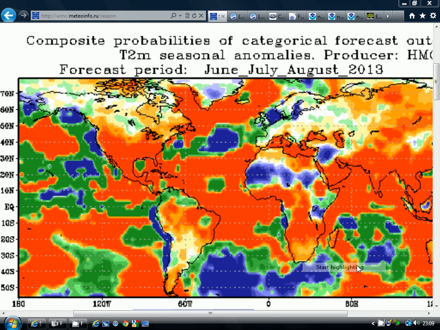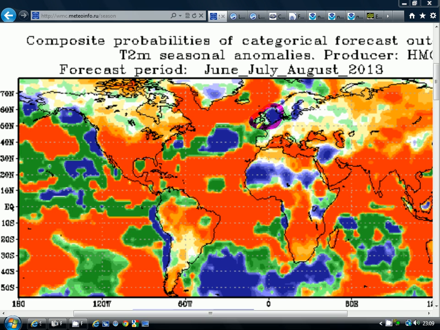I'll just highlight it for you so that you can see it. There we go. There's the British Isles there. I'm highlighting it around there. That's it. That is a very average summer being predicted in terms of probability from the Russian model.